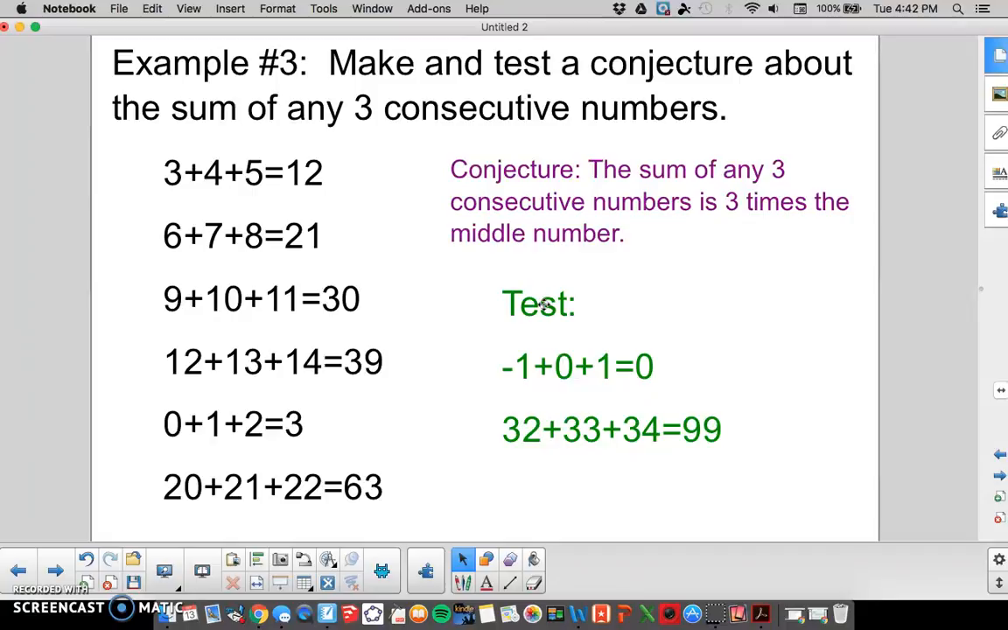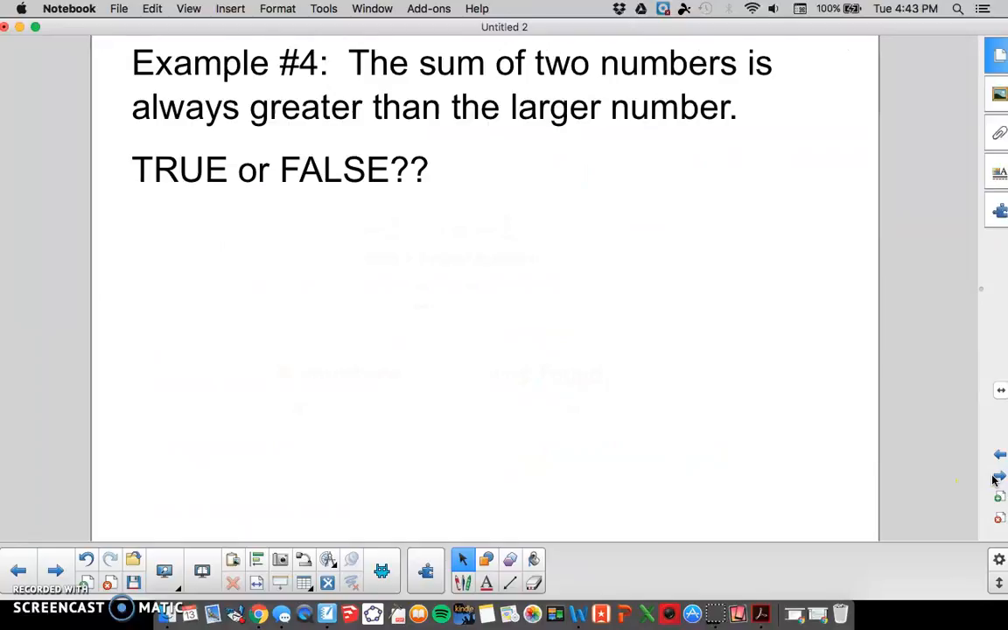Notice how this gets pretty tedious. We would have to prove every single possible case is true in order to really prove that this conjecture is true. On the other hand, if we look at an example like this, the sum of two numbers is always greater than the larger number. True or false? So we would have to really think about every case where we're adding two numbers, and is it always greater than the larger number? Or instead of trying to think of every single possible case, we can try and think of something that proves it false. So coming up with our counterexample.